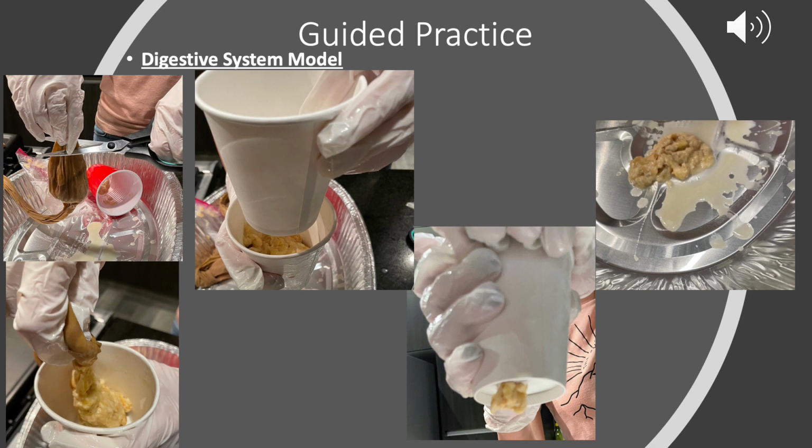The small hole at the bottom will represent the anus. Finally, after the paper cup is inside the cup with the small hole, push the waste food through the bottom of the cup onto the tray. This represents going to the bathroom.